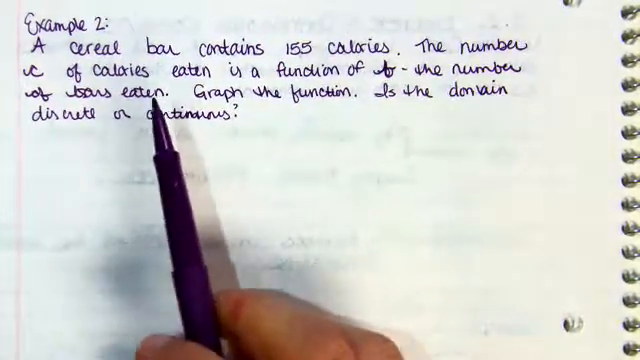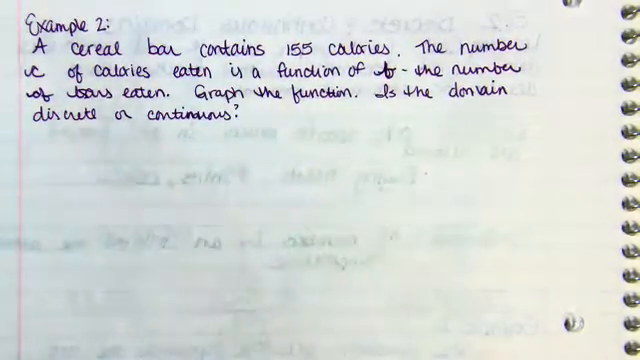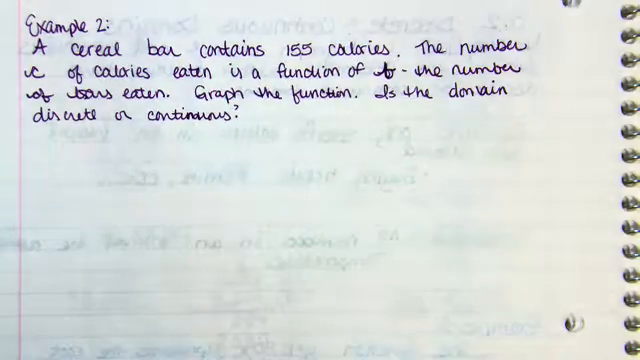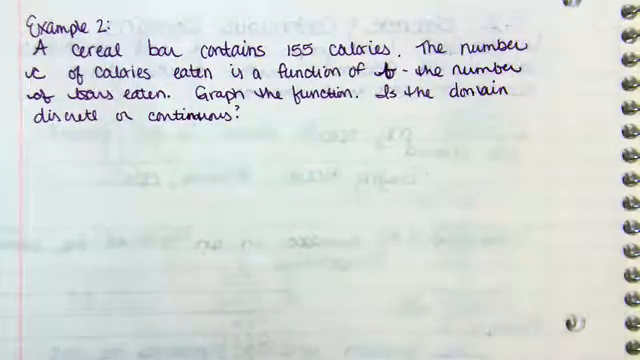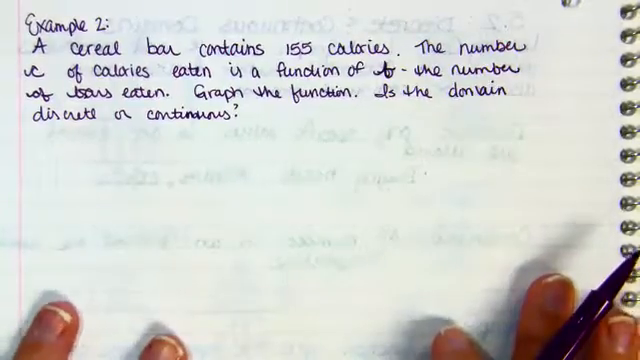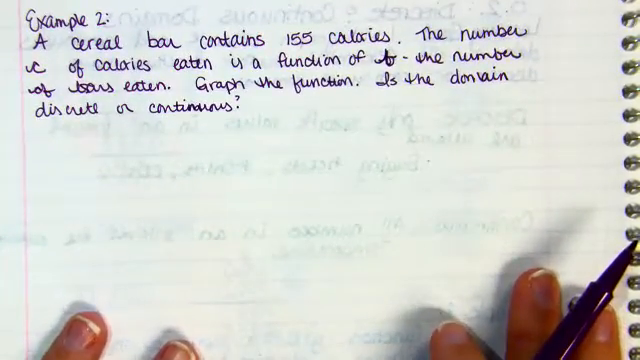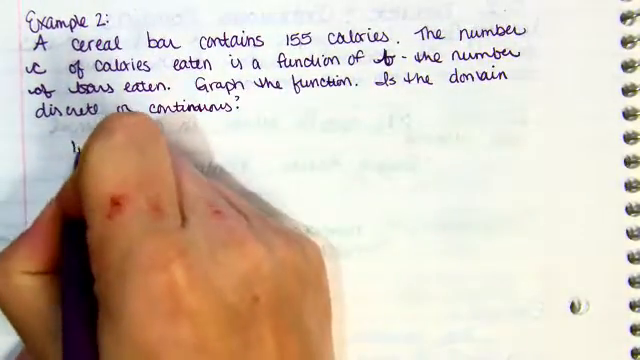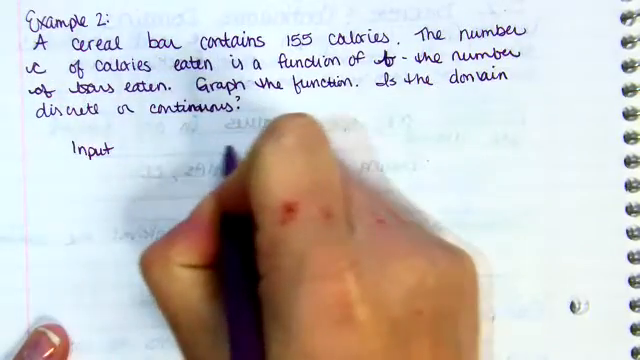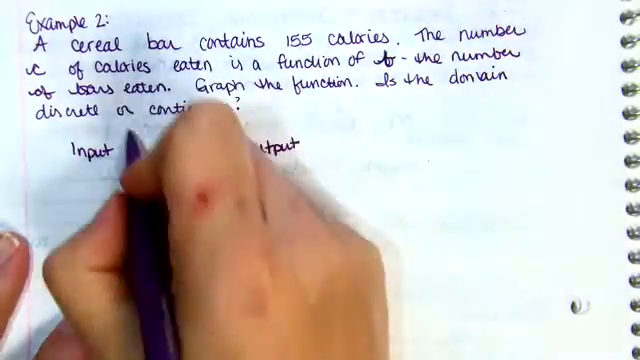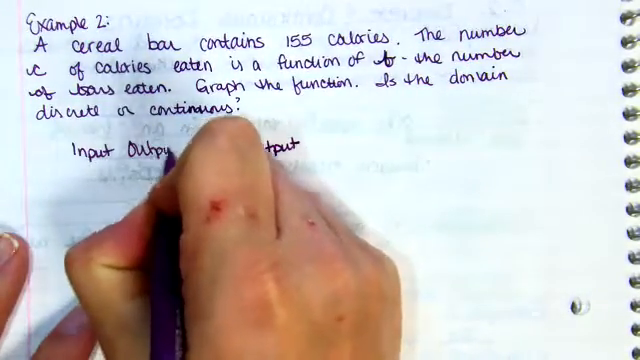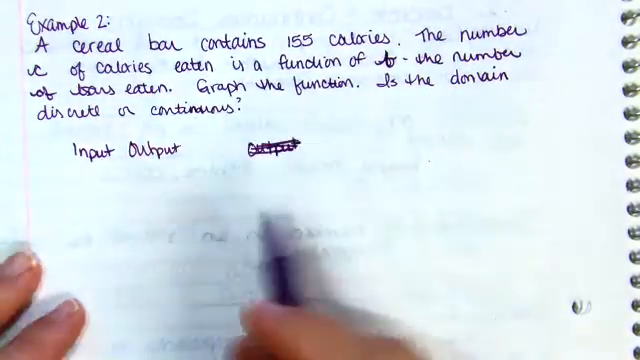Okay, let's look at this next example. A cereal bar contains 155 calories. The number C of calories eaten is a function of B, the number of bars eaten. Graph the function. Is the domain discrete or continuous? So one of the things I could do to graph this is I could make an input-output table, and come up with my ordered pairs that way.